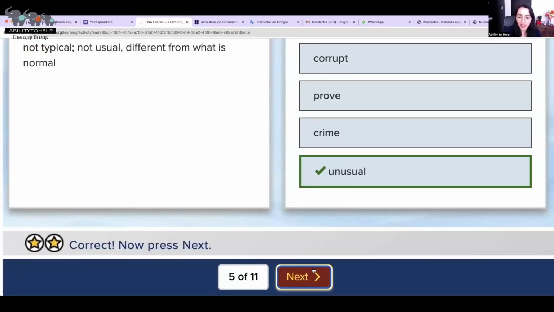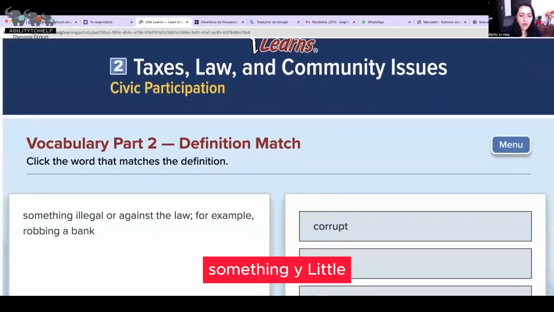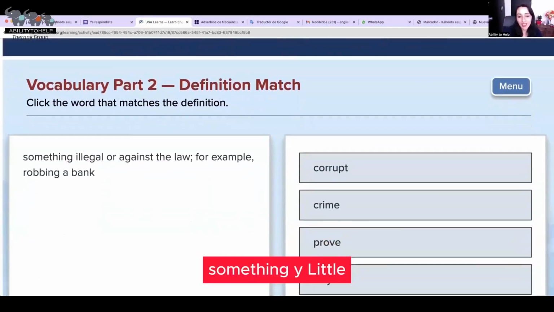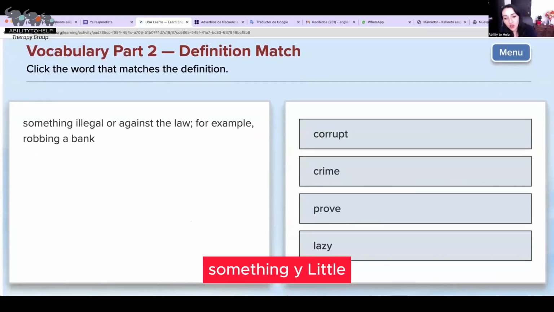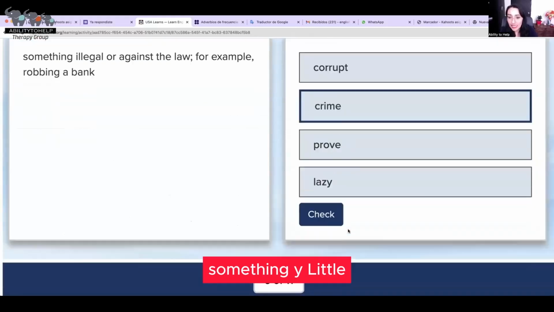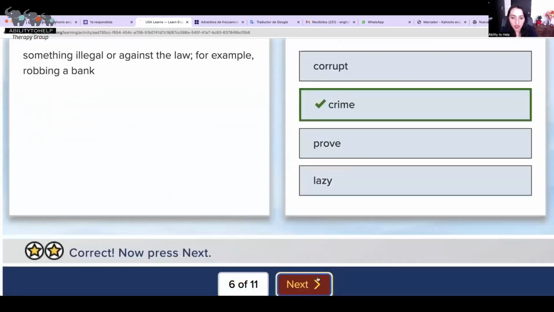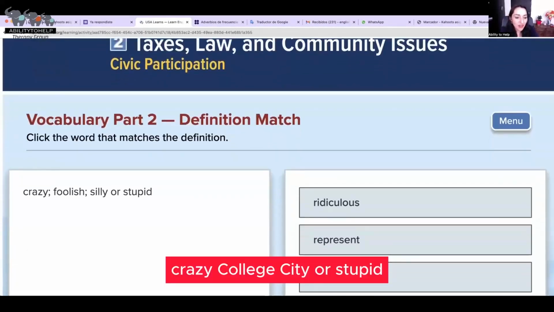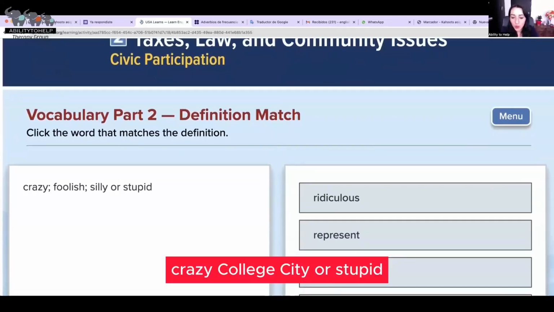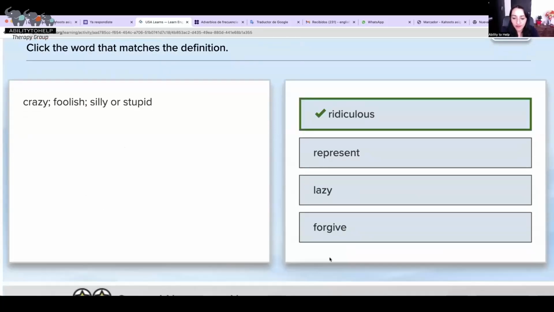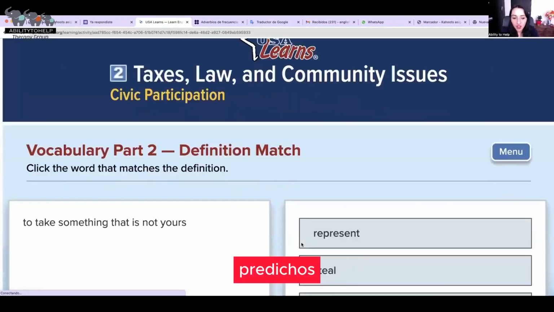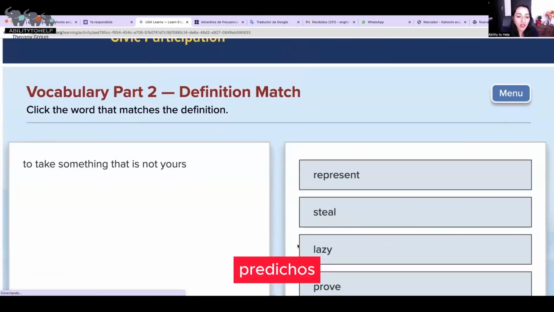Next one. Something illegal or against the law. For example, robbing a bank. So it's a crime. I can't do that. Crazy, foolish, silly, or stupid. It's like ridiculous. To take something that is not yours. This is steal.